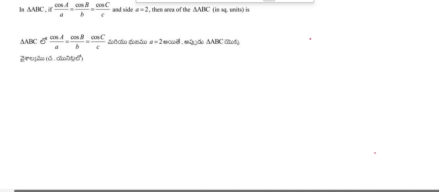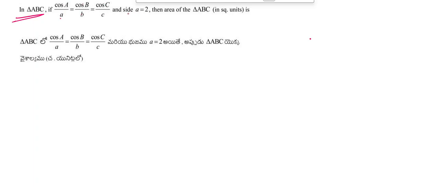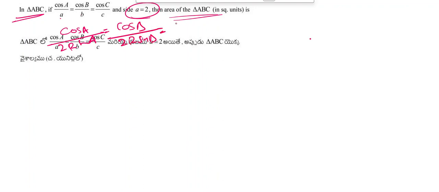This is the next problem from properties of triangles. Here it is given in triangle ABC, cos A by a is equal to cos B by b is equal to cos C by c, and the side a is equal to 2 is given. Then the area of the triangle ABC is, applying the sine rule, that is cos A by small a, where small a is 2r sin A. So cos B by b, where b is 2r sin B, that is equal to cos C by c, where c is 2r sin C, that is equal to, 2r common, this is cancelled.